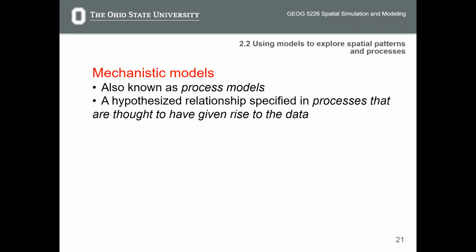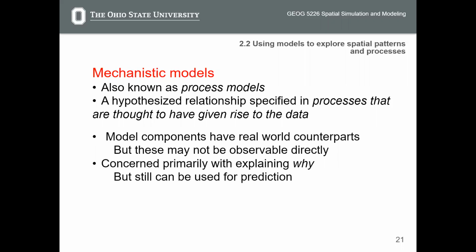On the other hand, we have mechanistic models. They are also known as process models. Okay, let's just use process models. This phrase is easier to read. A hypothesized relationship specified in processes that are thought to have given rise to the data. And the model components have real-world counterparts, but these may not be observable directly. And they're concerned primarily with explaining why. So they are the opposite of empirical models, because empirical models do not care about explanation.